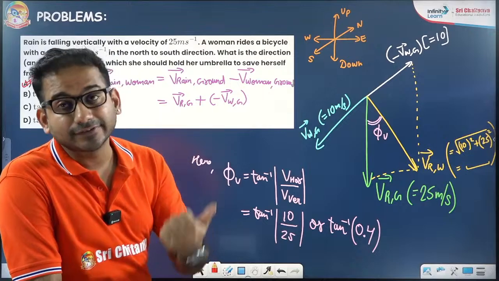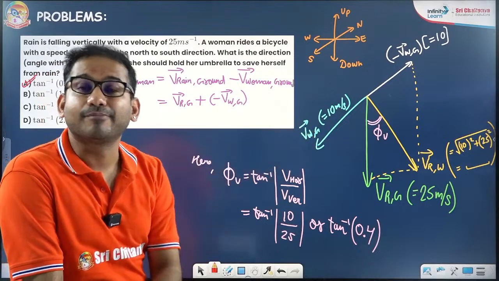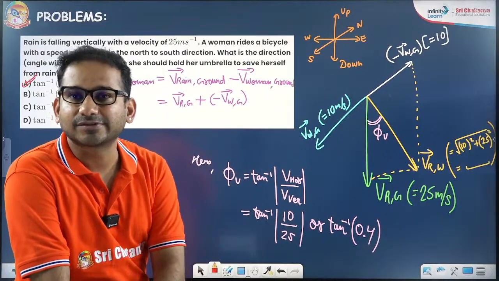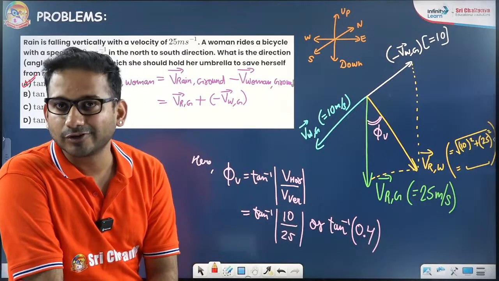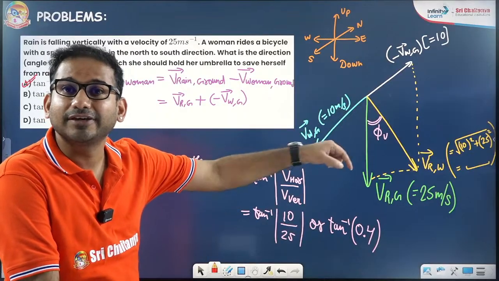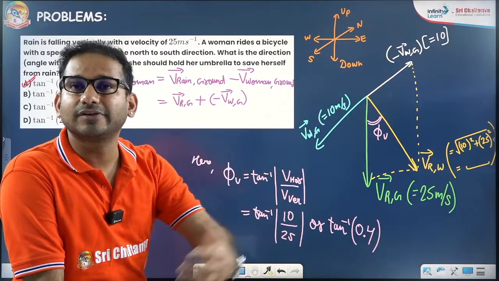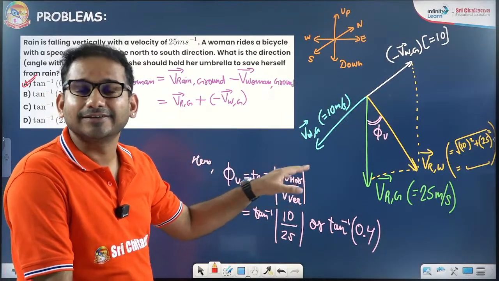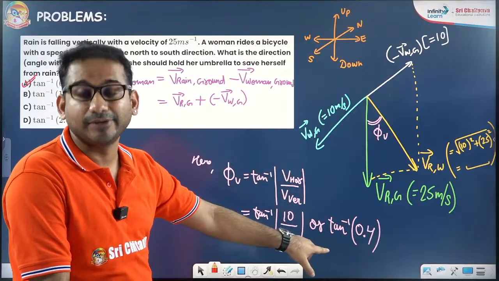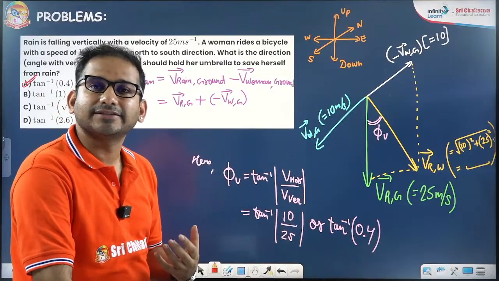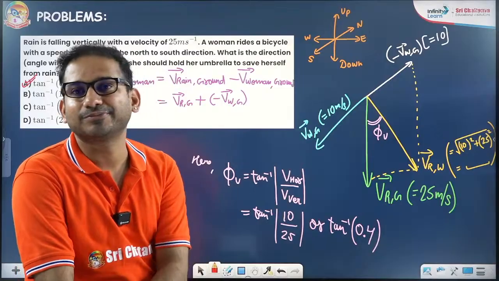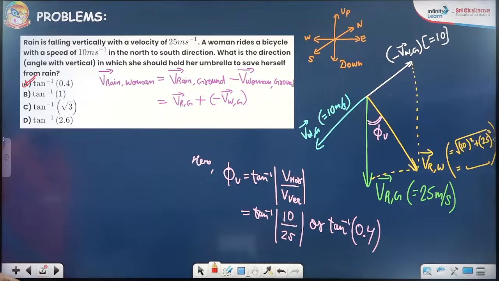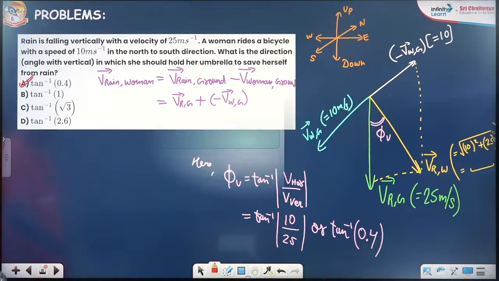Velocity of rain with respect to ground, then velocity of man with respect to ground, then minus of velocity of man, or here woman, with respect to ground, and then I have taken the relative velocity, the magnitude of which will give you the speed by which the raindrops will hit the person or the observer, and the direction angle is made with vertical, so vertical component will be taken in the denominator. If they ask the angle with horizontal, the horizontal component must be kept in the denominator. All right, let's move on to the next one.